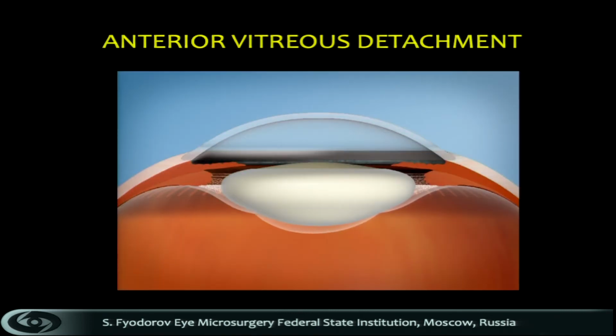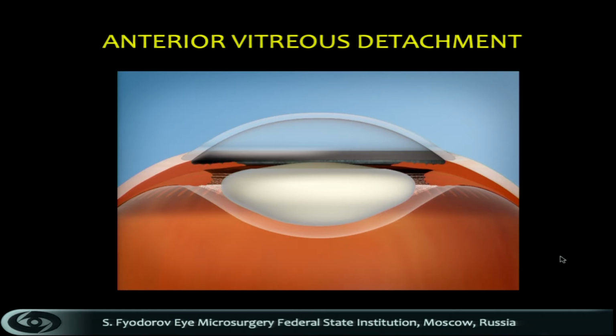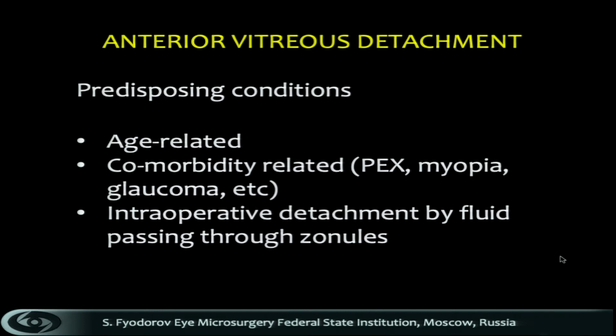So let's have a look at what's going on during cataract surgery. We see that there is a detachment of the posterior capsule from the anterior vitreous hyaloid membrane, and there are several predisposing factors to that that may be age-related, comorbidity-related, and also surgically related by fluid passing through the zonules.